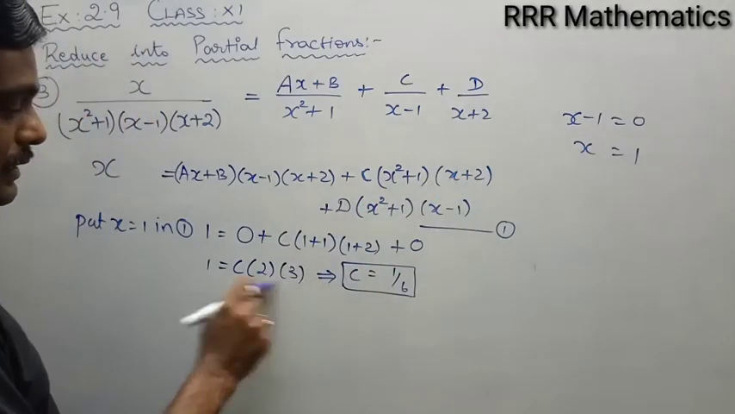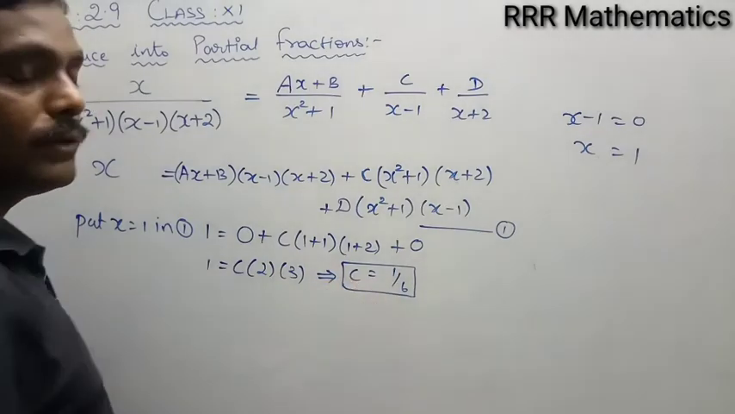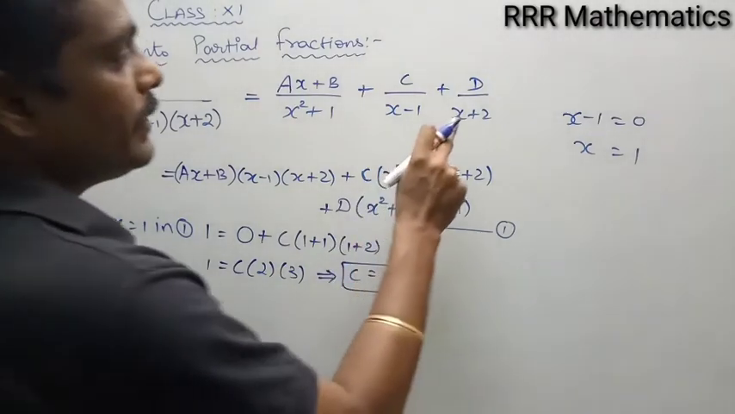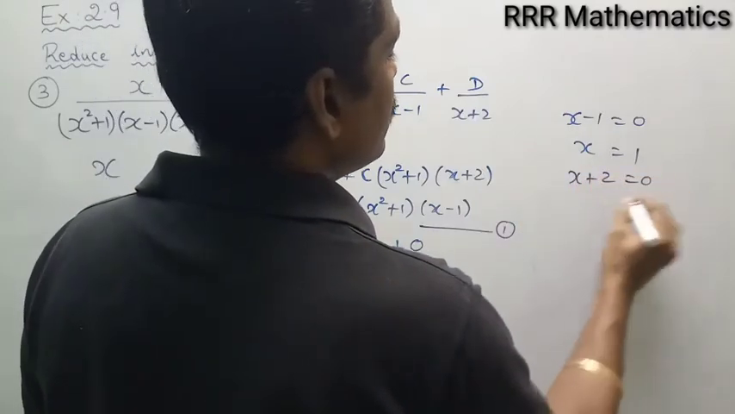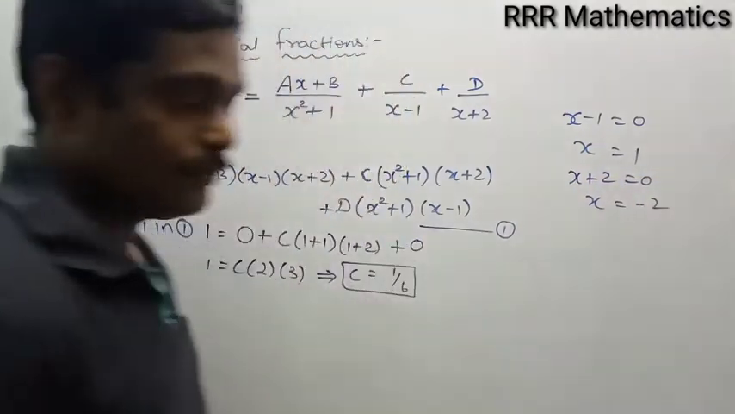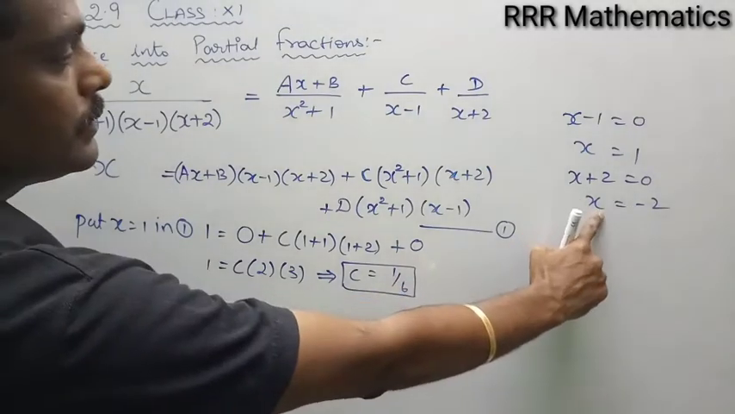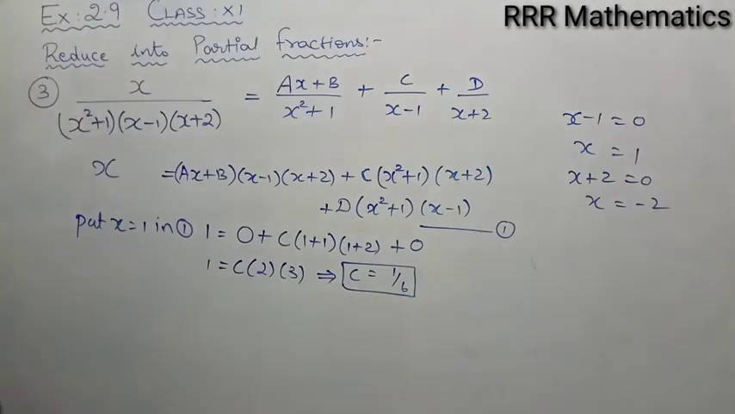2 3s are 6, 6 will come down. Therefore c equal to 1 by 6. Now I equate the denominator of d, that is x plus 2, to 0. When you equate to 0, x equal to minus 2.